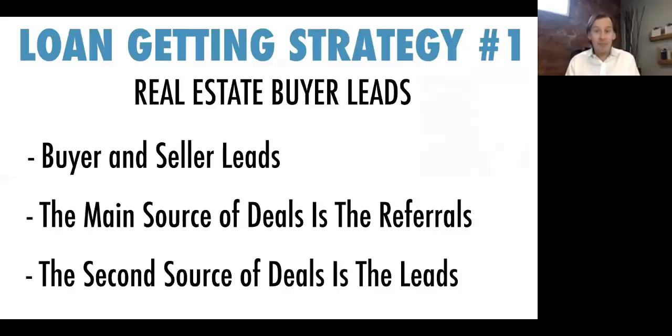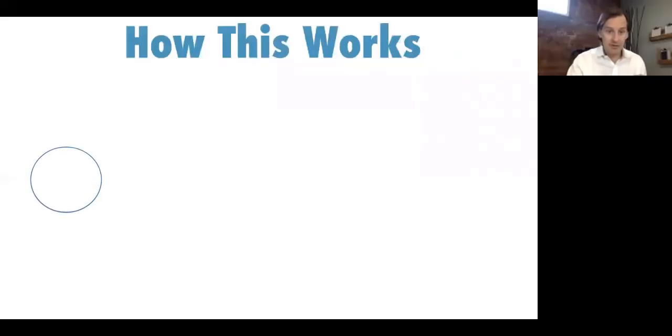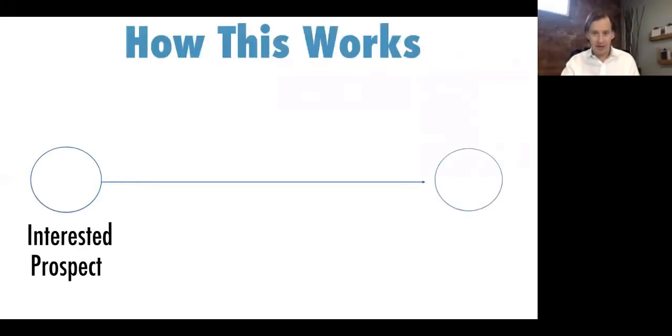So strategy number one, real estate buyer leads. This generates buyer leads and seller leads. The main source of deals coming through this campaign is the referrals that you're going to get from your real estate partners. And then the second source of money that comes into the business is from actually closing the loans that are coming through this system. And basically, here's how this works, okay?